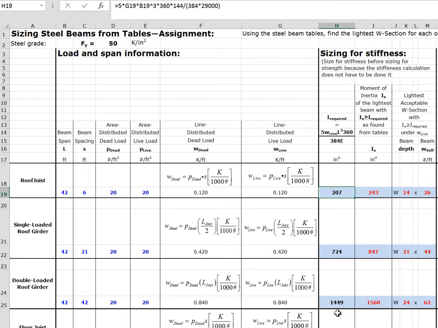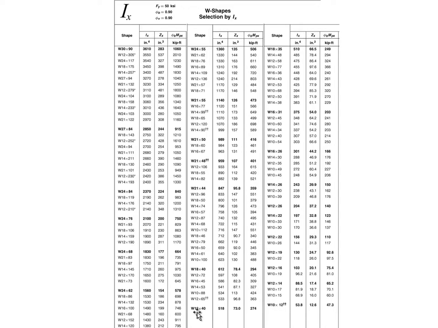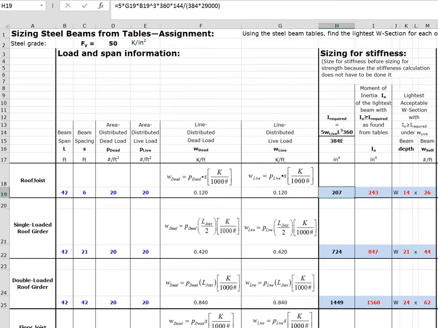Finally here we need a moment of inertia of 1449. So we go back to our table and we start scanning up, and at the top of this we're at 1360, and then we wanted to get to 1449, but the next one up is 1560. So 1560 inches to the fourth for a W24 by 62. So we write 1560 for a 24 by 62.